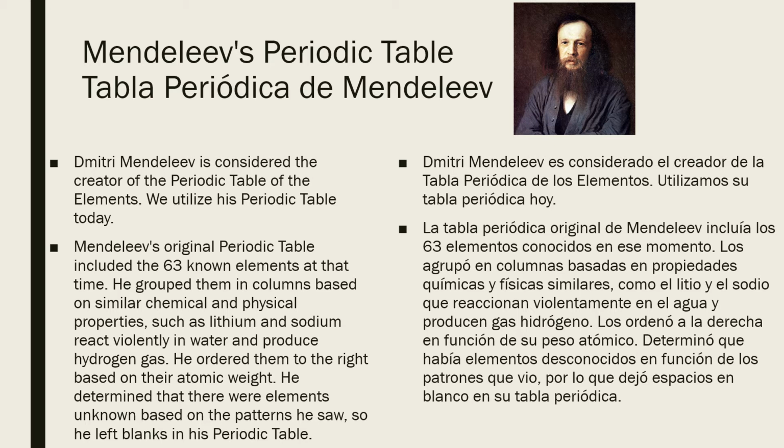He grouped them in columns based on similar chemical and physical properties, such as lithium and sodium react violently in water and produce hydrogen gas. He ordered them to the right based on their atomic weight. He determined that there were elements unknown based on the patterns he saw, so he left blanks in his periodic table.